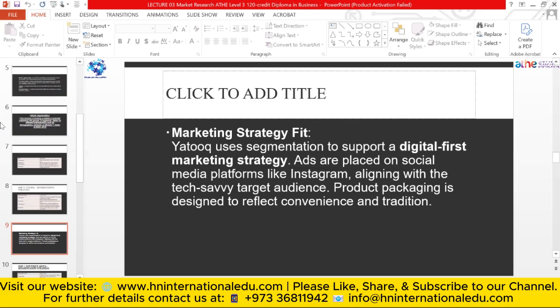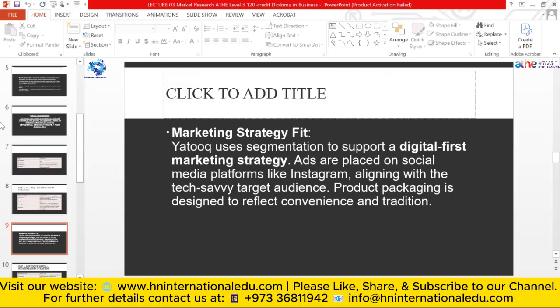Ads are placed on social media platforms like Instagram, aligning with the tech survey target audience. And we can even specify through Google Ads who the audience should be that this advertisement reaches. And it's a good thing. You can earn from it. And secondly, the publicity it boosts up.